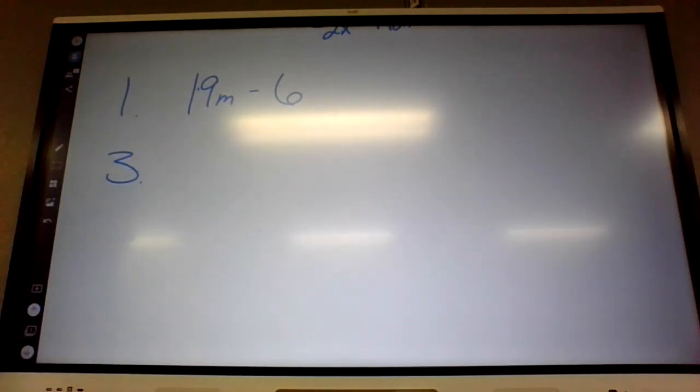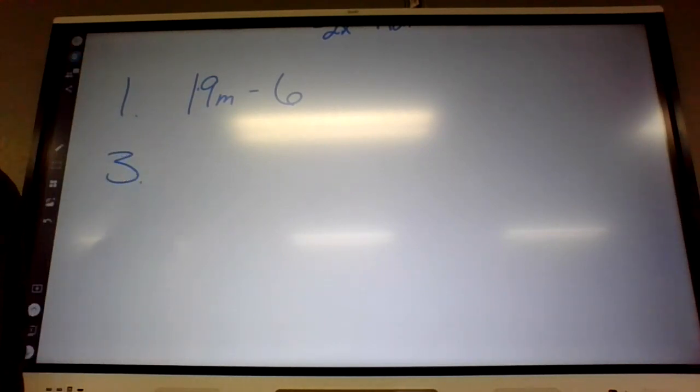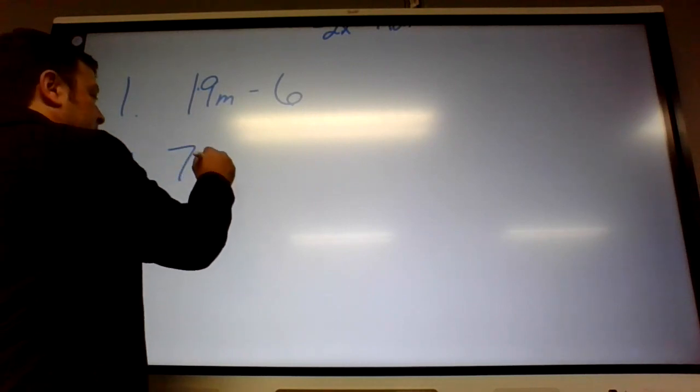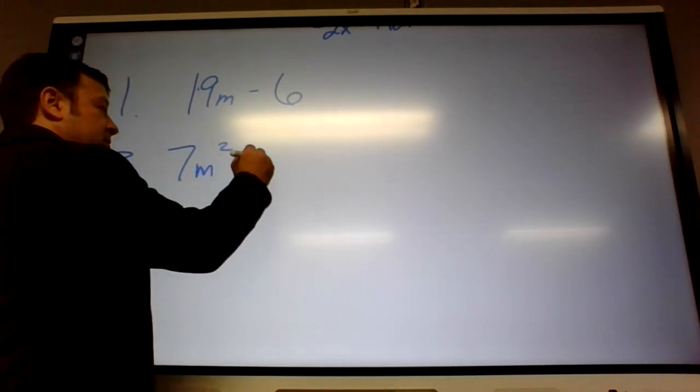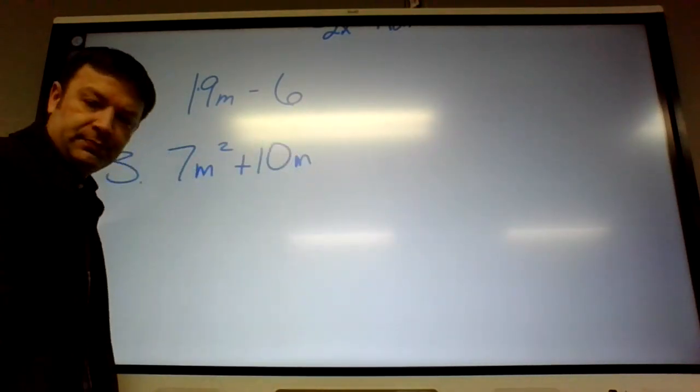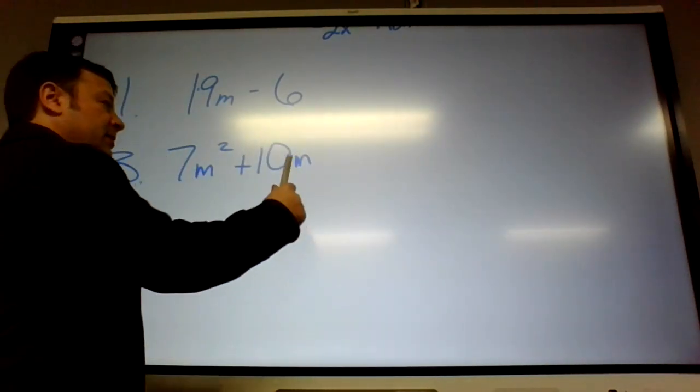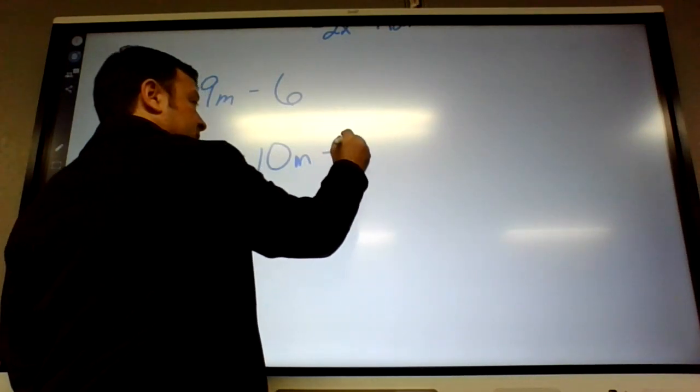Number 3, Jackson. How many do we have in the m squared? 7m squared. And what? Plus 10m. Minus 5. Yep. Negative 9 plus 4 is negative 5. So minus 5.